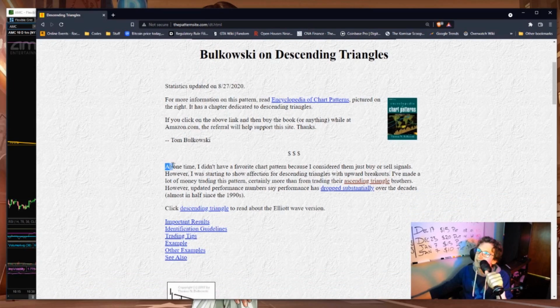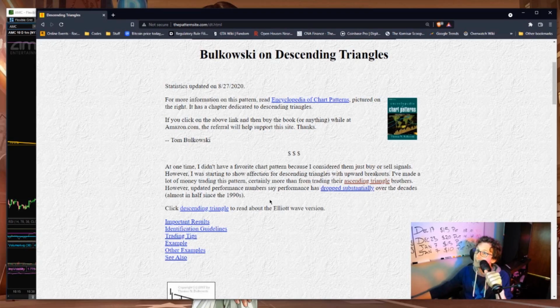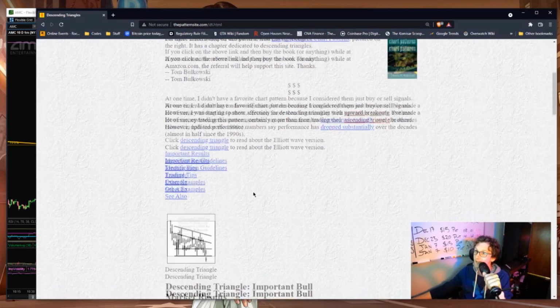Thomas Bulkowski says, at one time I didn't have a favorite chart pattern because I considered them just buy or sell signals. However, I was starting to show affection for descending triangles with upward breakouts. I've made a lot of money trading this pattern, certainly more than from trading their ascending triangle brothers. However, updated performance numbers say performance has dropped substantially over the decades. That's so cool. He's keeping track of this performance over time. So his analysis is even including the effects of high frequency trading. That's, I mean, Bulkowski's work, this is a legacy. Someone's got to carry this on.